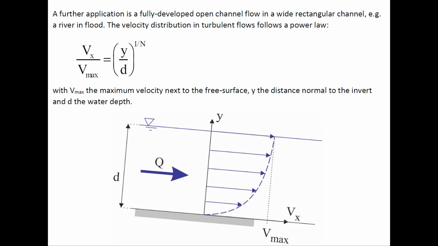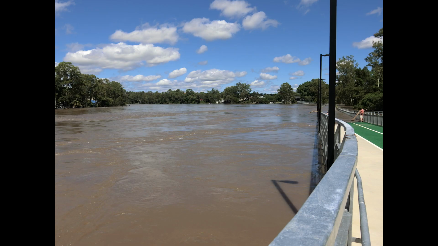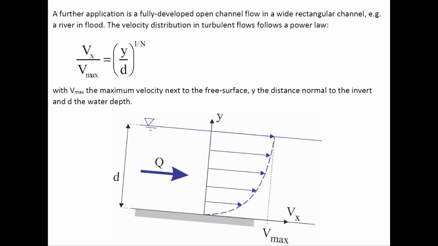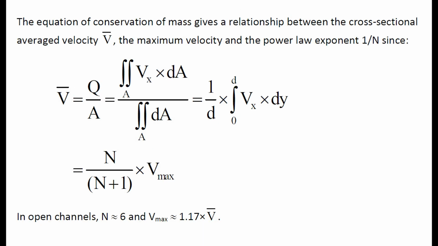A further application is a fully developed open channel flow in a wide rectangular channel, for example, a river in flood, as shown here, the Brisbane River in 2022. The velocity distribution in a turbulent flow in an open channel follows a power law, shown here, in which y is the distance normal to the invert and d is the water depth. The integration of the equation of conservation of mass gives a relationship between the cross-sectional average velocity and the maximum velocity. And in an open channel with n equals 6, very typical, we obtain Vmax equals 1.17 times V bar.